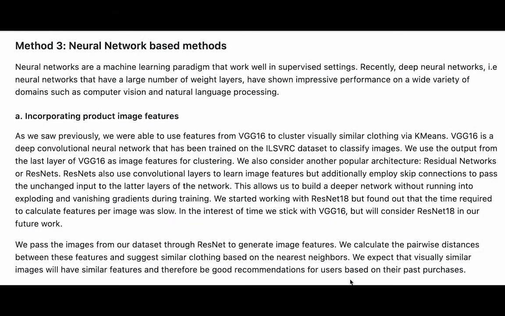Recently, deep neural networks, that is neural networks that have a large number of weight layers, have shown impressive performance on a wide variety of domains such as computer vision and natural language processing. As we saw previously, we were able to use features from VGG16 to cluster visually similar clothing via k-means. We extend this approach and use pairwise distances for similarity. For feature generation, we pass the images from our dataset through VGG16 to generate image features. We calculate the pairwise distances between these features and suggest similar clothing based on the nearest neighbors.